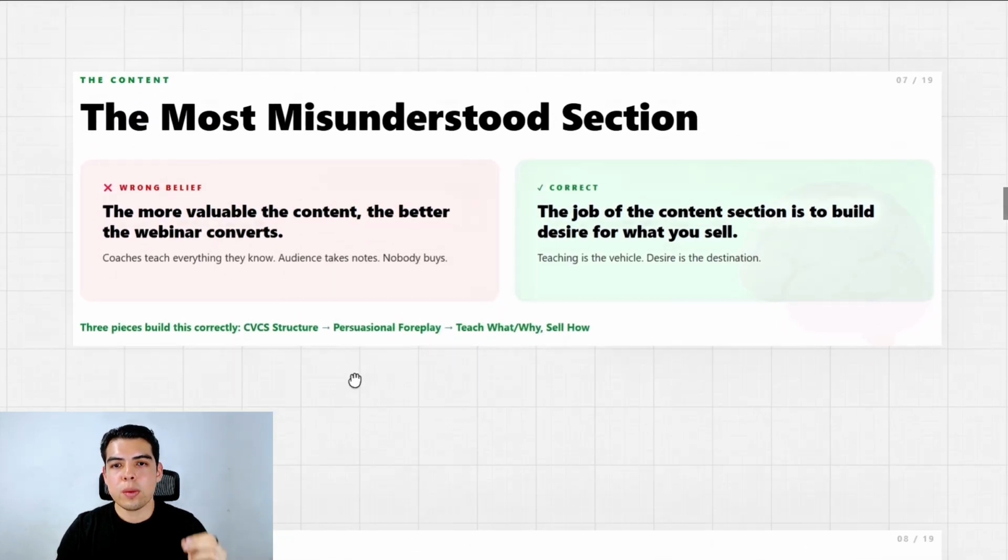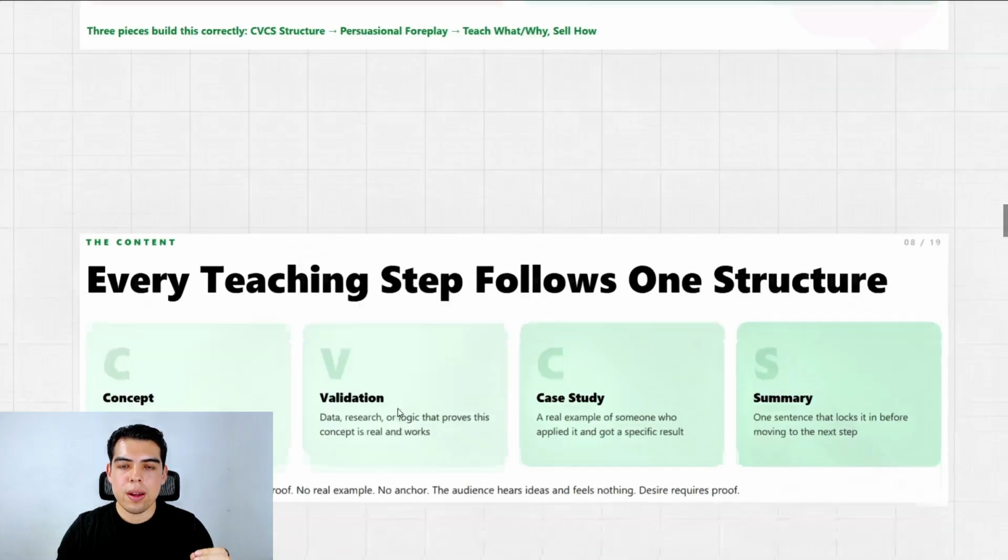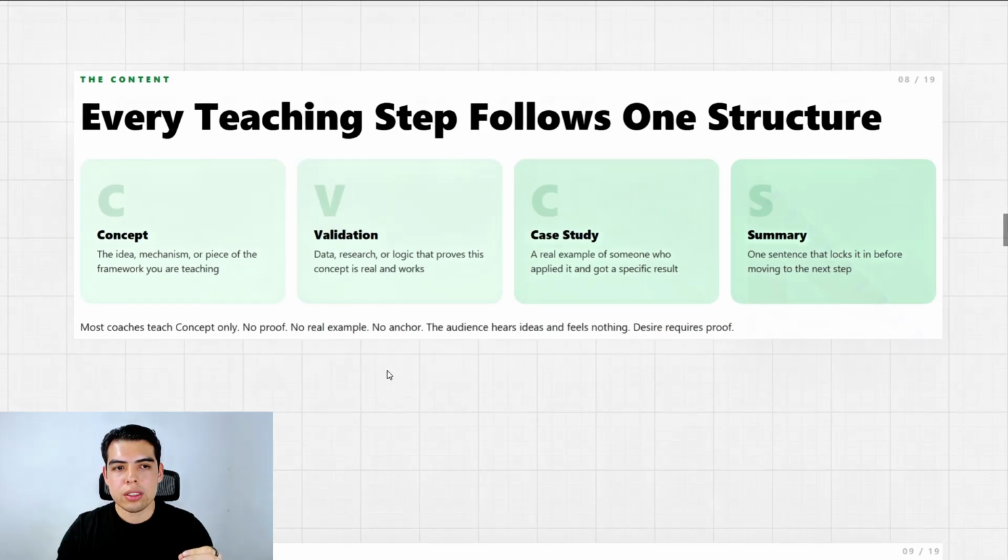The content section is where the teaching happens, and this is the most misunderstood section in the entire presentation. The belief is that the more valuable the content, the better the webinar converts, but that belief is wrong, and it's directly responsible for low conversion rates. The job of the content section is to build desire for what you sell. Every teaching step inside the content section follows a specific structure: concept, validation, case study, and summary. That is the structure that builds desire.